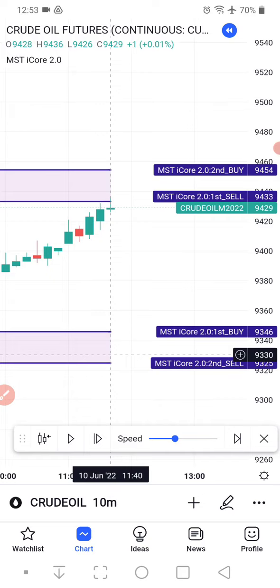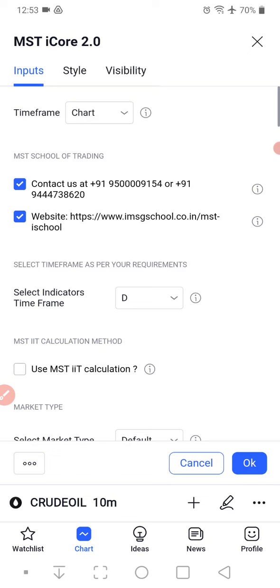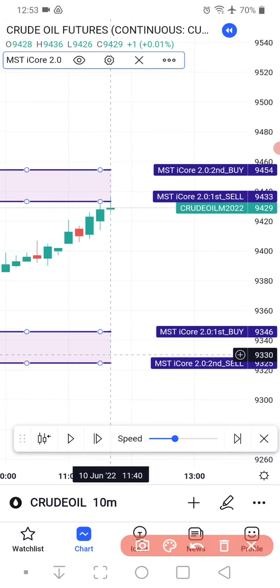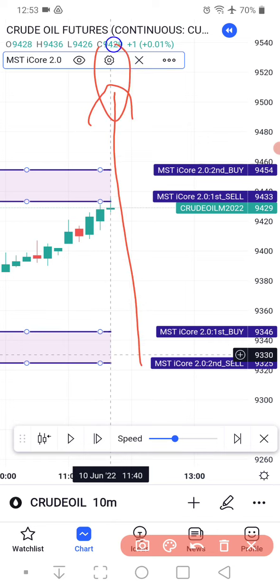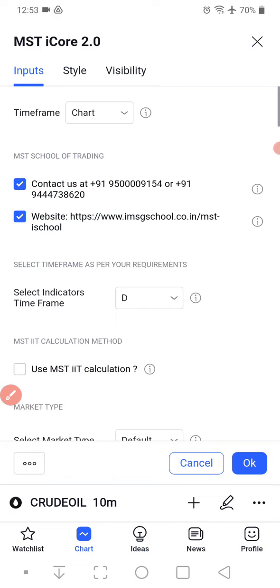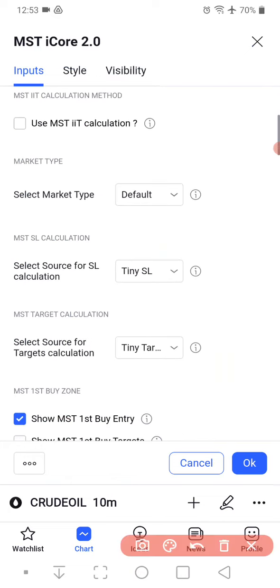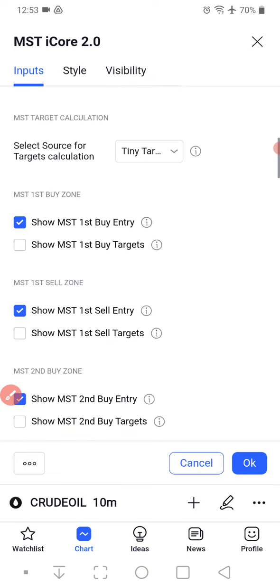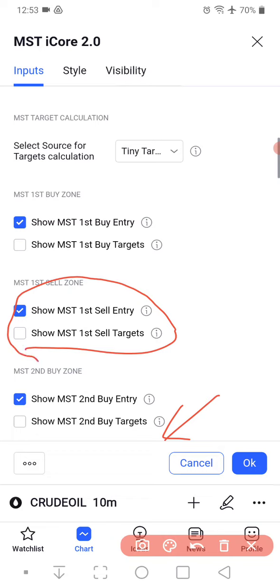Now what we have to do, come to the settings. I will show you where the settings are, because many of you don't know. This is the indicator settings, the engine box. There we have to click. After clicking here, you will get various settings in the indicator. Now come here and select this portion, that is the first buy entry and first buy targets. This is the first sell entry and first sell targets.